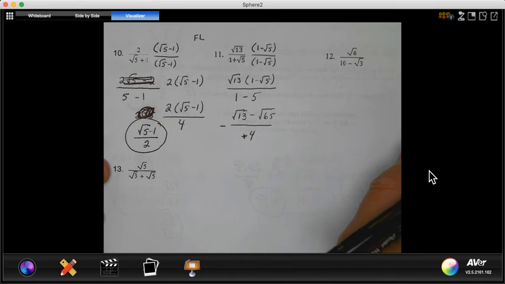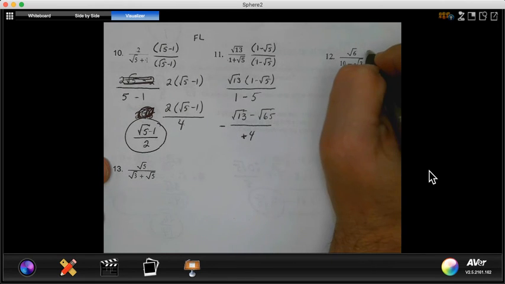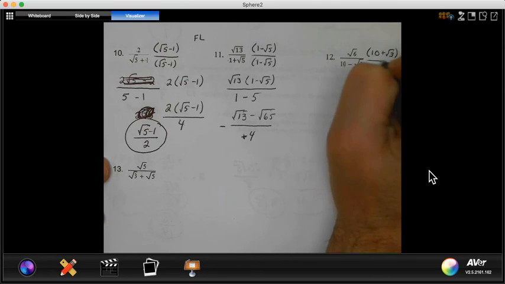Okay, let's do another one. I encourage you to pause any time during the video and try a problem yourself, okay? All right, so I'm going to multiply the top and bottom by 10 plus root 3 over 10 plus root 3.